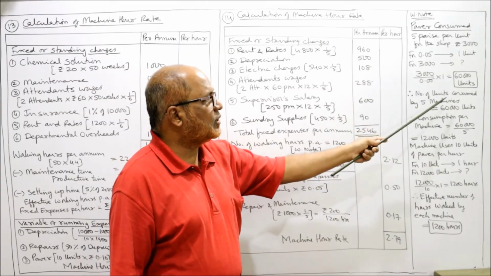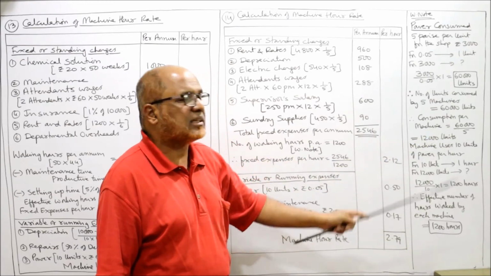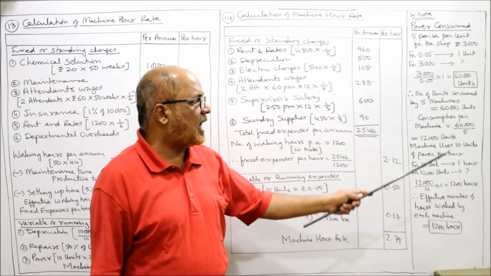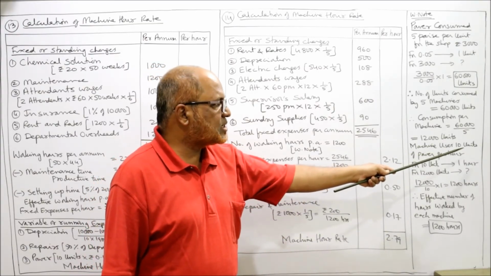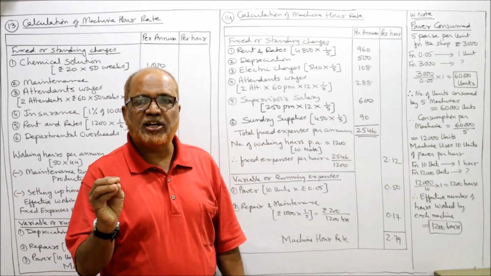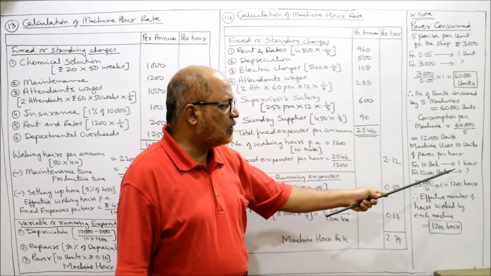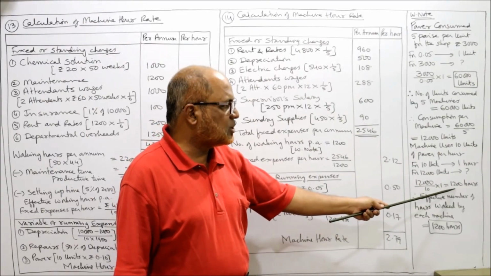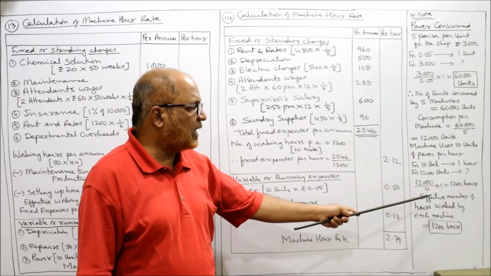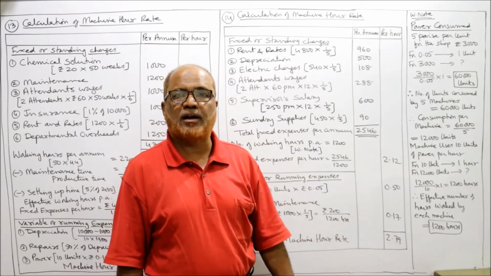So number of units consumed by 5 machines, 60,000. So consumption per machine, 60,000 by 5, 12,000 units. So per machine consumes 12,000 units per annum. The machine uses 10 units of power per hour. Last line it is given, the machine consumes 10 units of power per hour. So for 10 units 1 hour, for 12,000 units how many hours? So 12,000 by 10 into 1 is equal to 1200 hours. Each machine works for 1200 hours per year. The effective number of hours worked by each machine is 1200 hours.